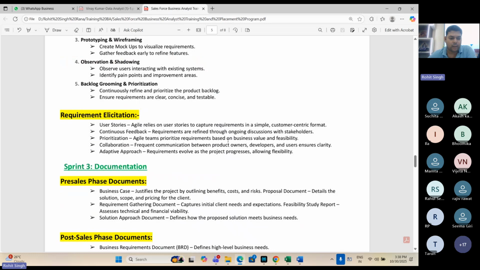Requirement elicitation is one of those techniques via which we can remove the unnecessary. Usually, requirement elicitation means we can elicit those requirements which we cannot accommodate in the current sprint, or which we are thinking we will do in the upcoming sprint. Okay. However, requirement elicitation over here, user stories: Agile relies on user stories to capture requirements in a simple, customer-centric format. We should have continuous feedback.